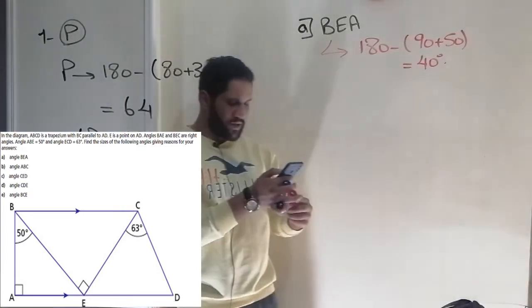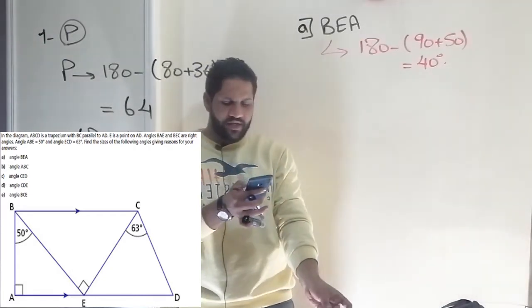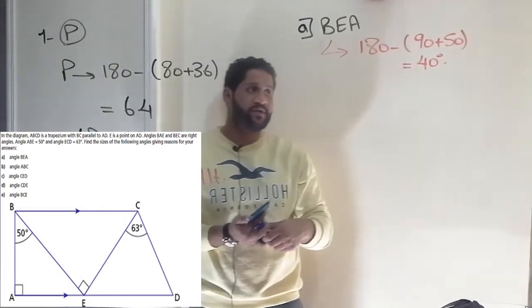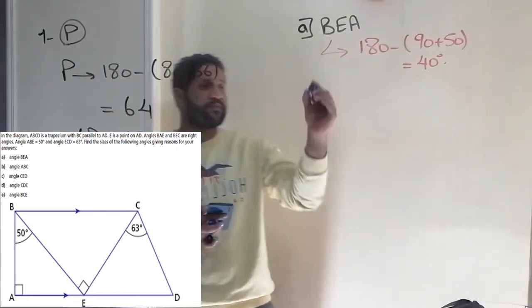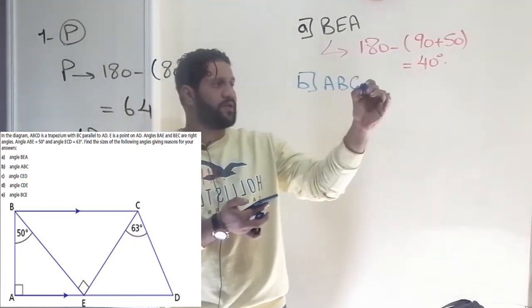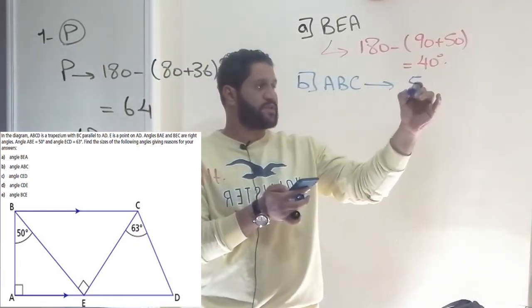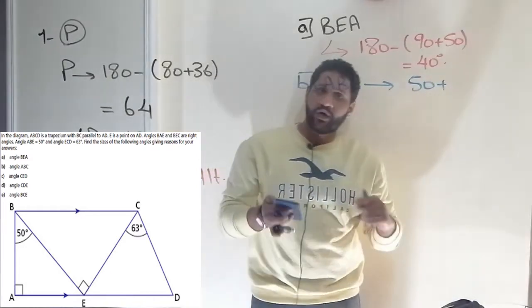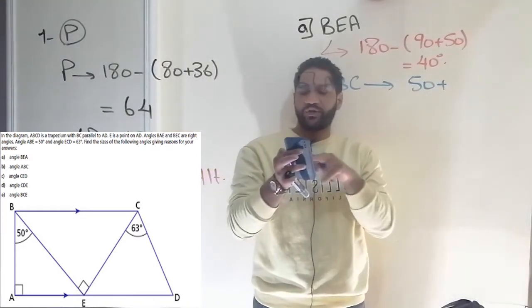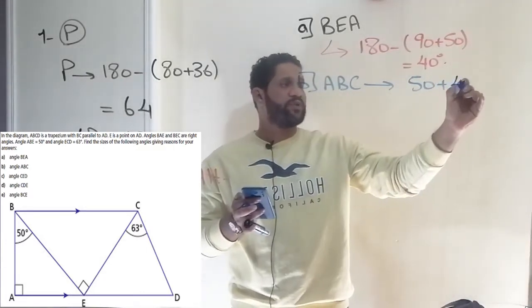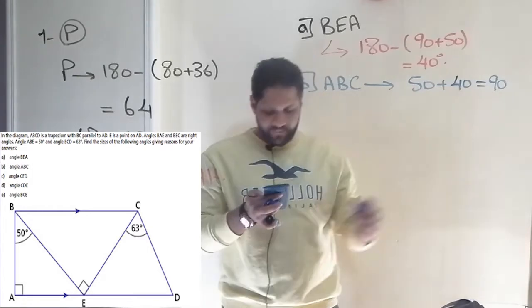Okay, then I need to find angle ABC. As you can see that angle ABC consists of 2 angles. One of them is 50. So to find angle ABC, I know that a part of it is 50 plus the other part is equal to 40. Why 40? Because it's making an alternate position with angle BAE. So it's 50 plus 40, which is 90.